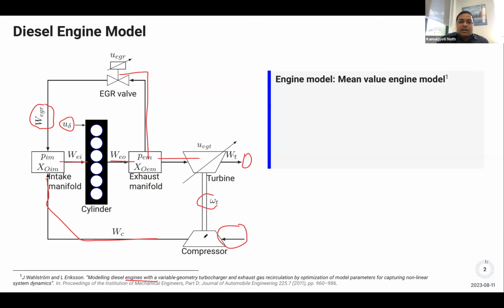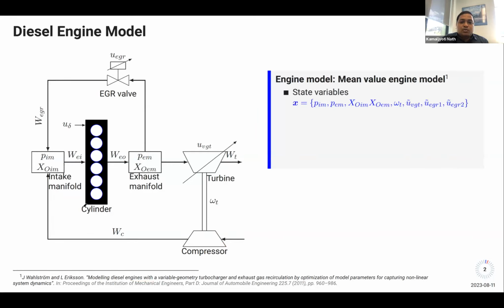So it has 8 states. 2 states are for intake pressure and exhaust pressure. Then these 2 are the exhaust gas ratio. Then this is omega, the turbine speed. Then this is for EGR, and this is for VGT. And the inputs are, this is the EGR control valve, and this is VGT control. Then this is fueling, and there's one more, engine speed.